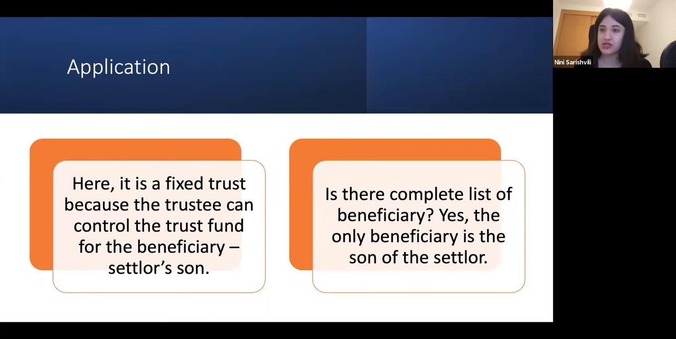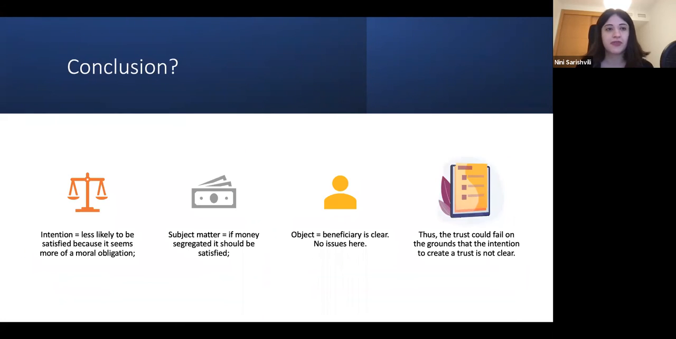Here is a fixed trust because the trustee can control the trust fund for the beneficiaries. Is there a complete list of beneficiaries? Yes, the only beneficiary is the son of the settlor. We can easily identify that he is on the list of beneficiaries.